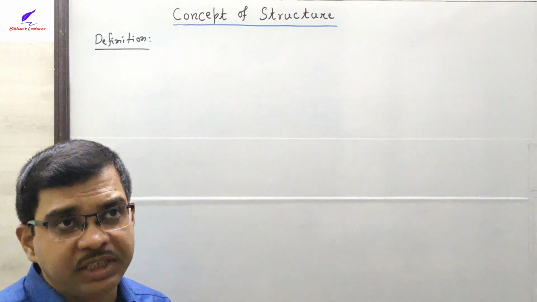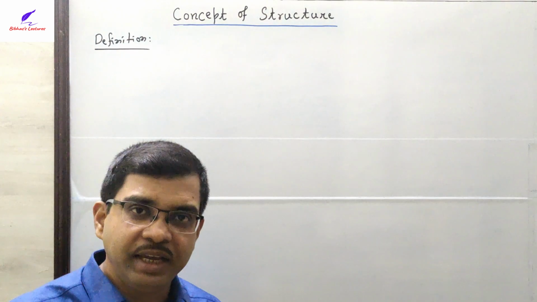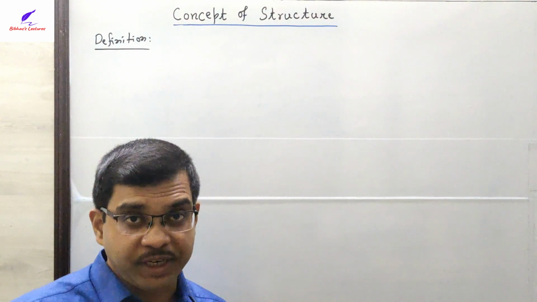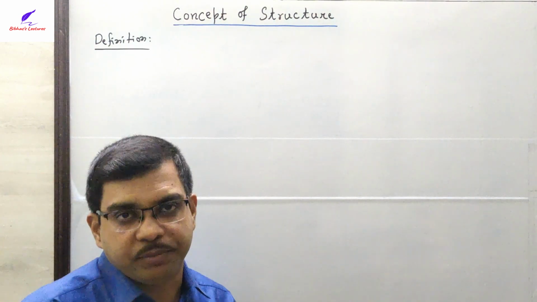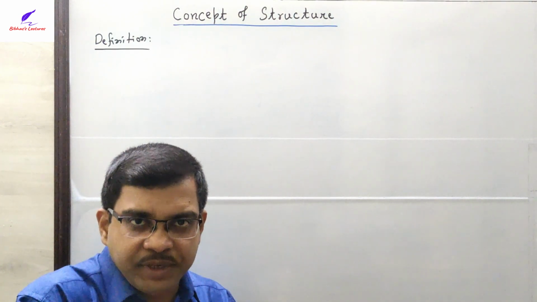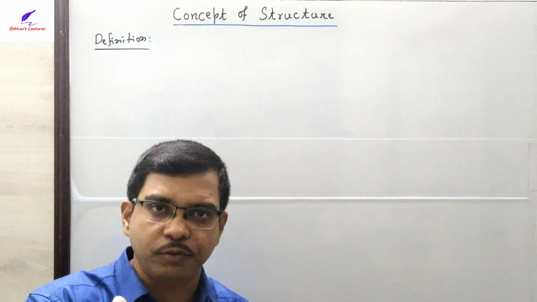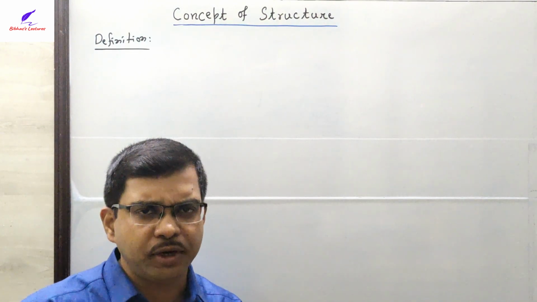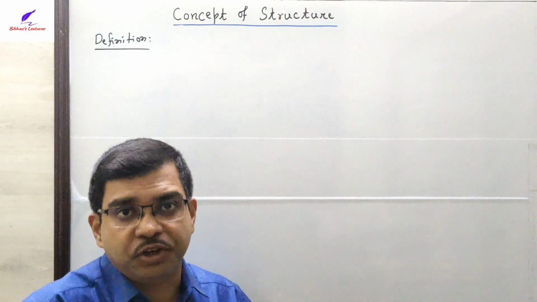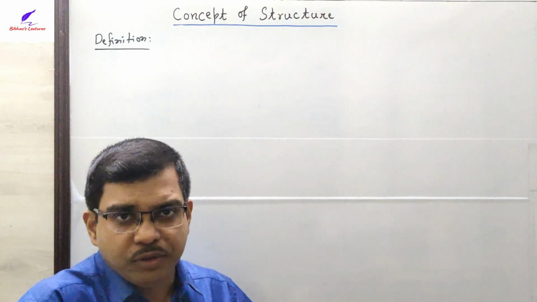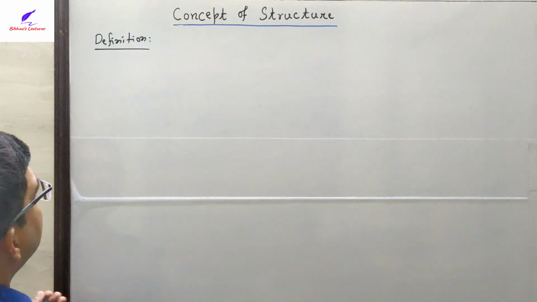Now what is a structure? A structure is nothing but a user defined compound data type, which can store heterogeneous type of data. That means at the same time it can store an integer type of value, a float type of value, and a character type of value. So any type of value, not of the same type, heterogeneous type of data, it can store. So a structure is capable of storing that.